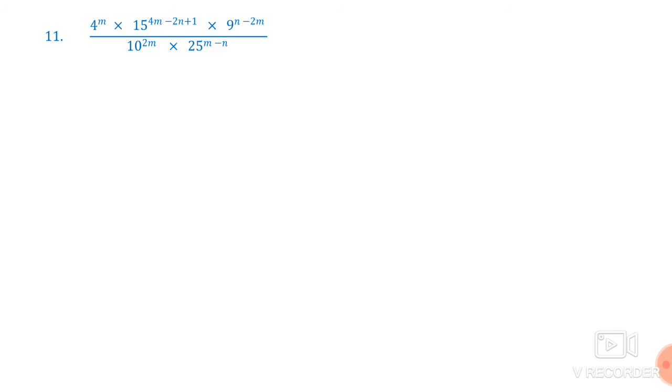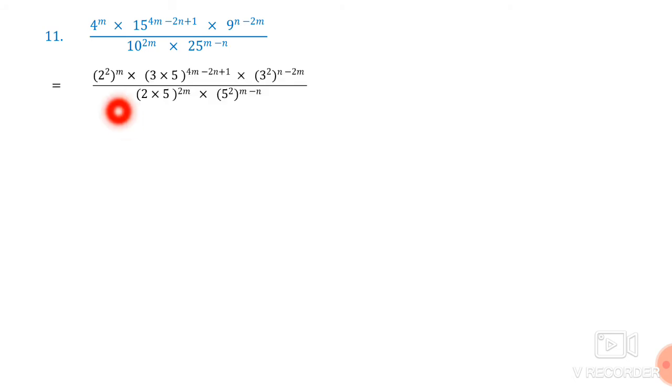11. Again the question is to simplify. To simplify it, we will find the factors first. Factors of 4 will be 2 square. Factors of 15 will be 3 multiply 5. Factors of 9 are 3 square. Factors of 10 are 2 multiply 5 and the factors of 25 are 5 square.